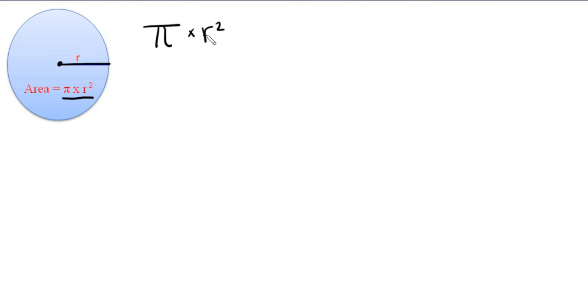And what is r squared? R squared is r times r. We multiply r by itself twice to get r squared.